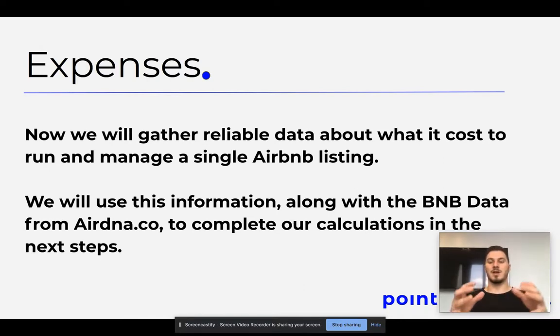Essentially, we're going to gather a bunch of information about expenses, and then we're going to use those numbers alongside the data that we just collected to complete our calculation to figure out exactly what we're looking at. You need to know what your expenses are to be able to know how profitable you can be, right? Because profit is revenue, the total amount that the Airbnb brought in, minus your expenses, and the profit is whatever's left over, that money you actually get to keep in your pocket. And so we need to know expenses through and through, okay?